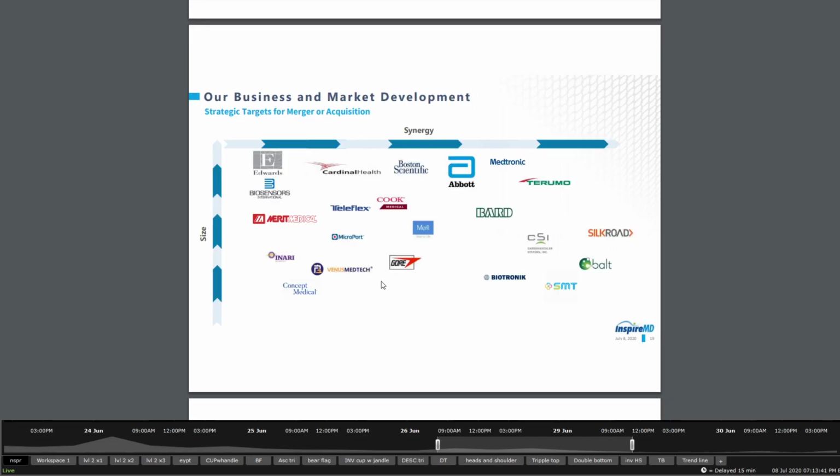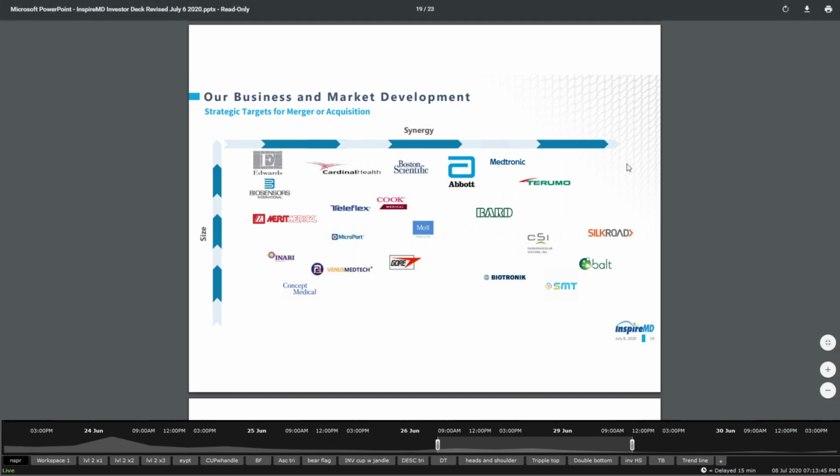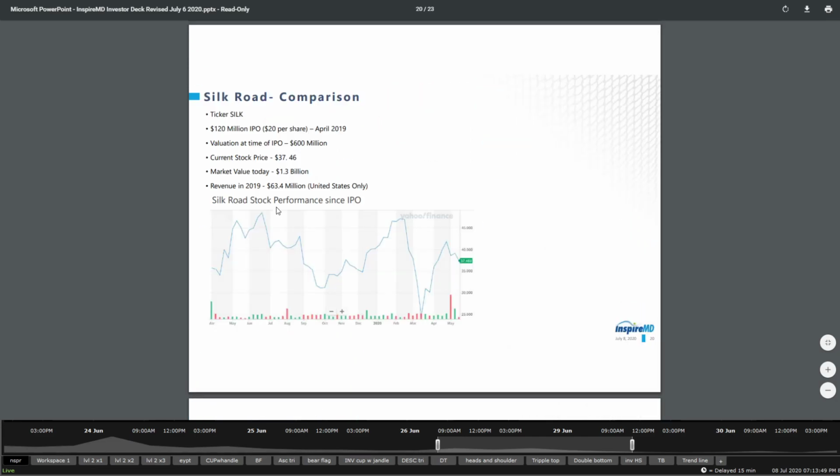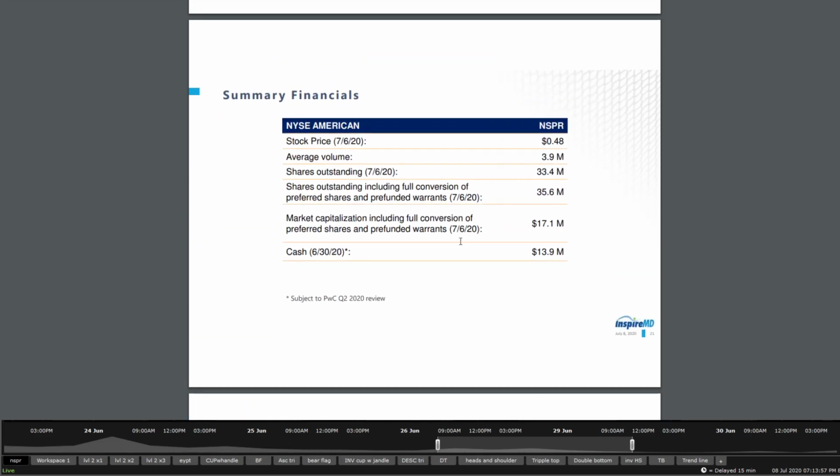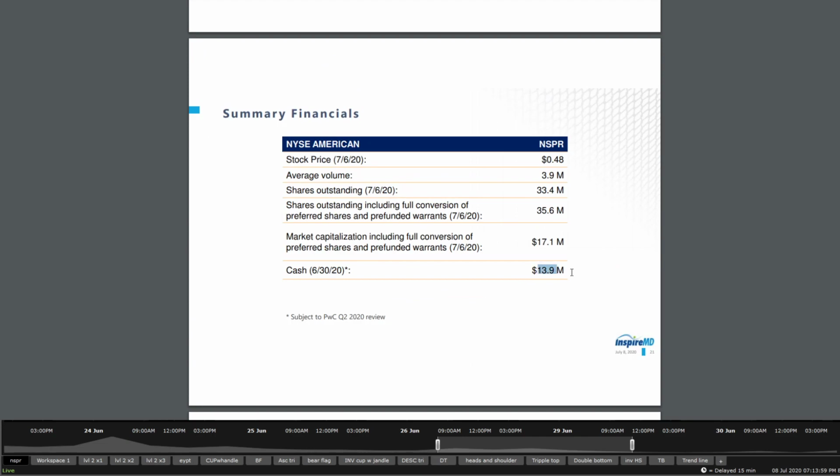In terms of different businesses they're looking to acquire or merge with, there's a bunch here, and that seems to be as well a good catalyst in the past for companies merging and acquiring. The competition is trading somewhere around $40 per share. So that's around 100 times more than what you're looking at. And something very important to note here is 13.9 million in cash, and I'll mention why that's important at the end of this video.